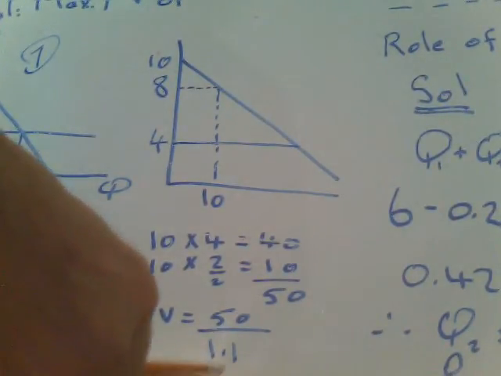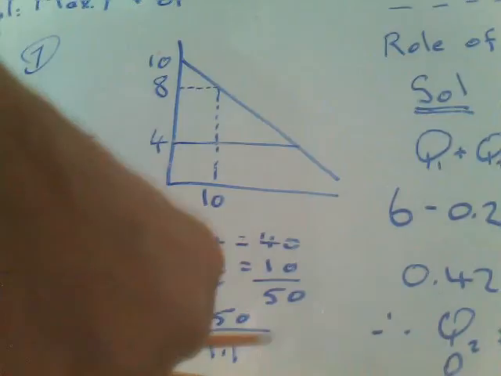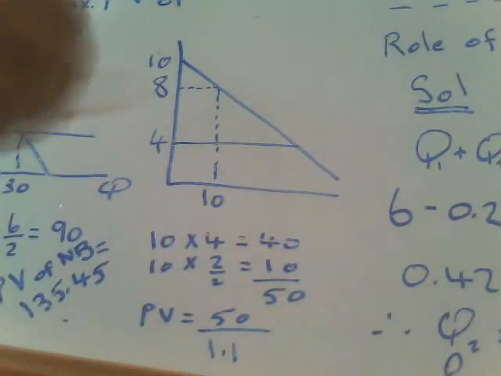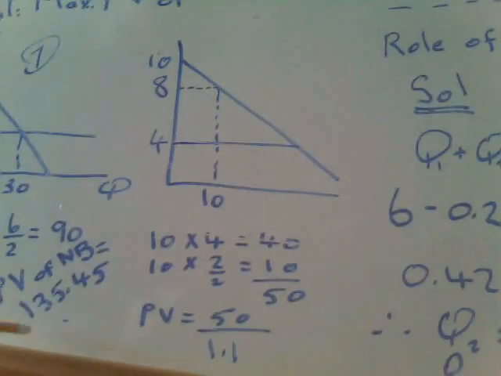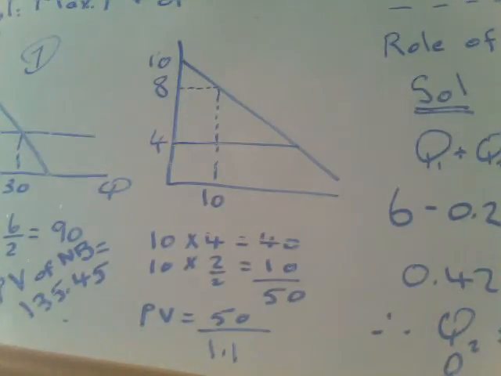So 1 plus 0.1 is 1.1. So 50 over 1.1 will be 45.45. So the total net benefit of this allocation was the 90 plus the 45.45. It will be 135.45. Now notice one more time what it is that we're saying.